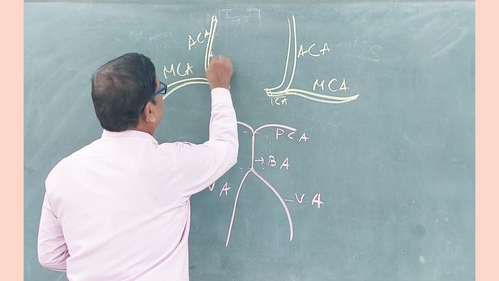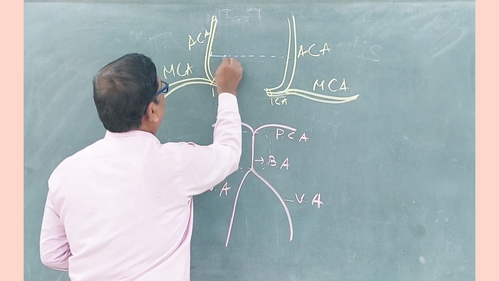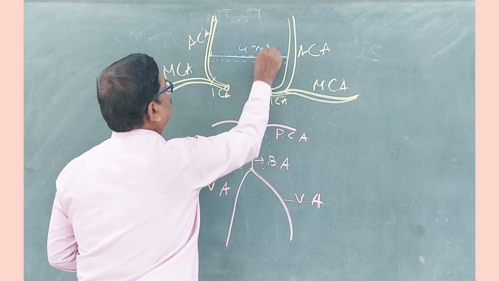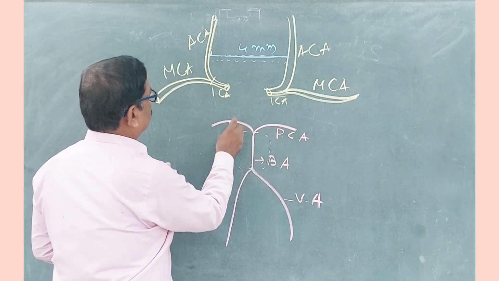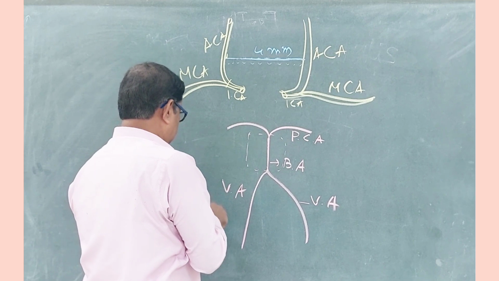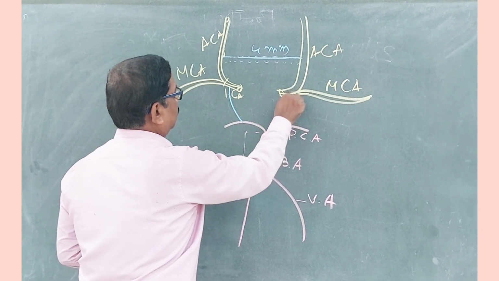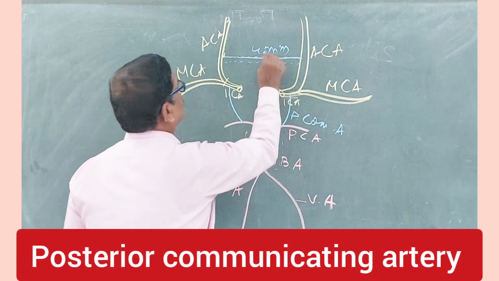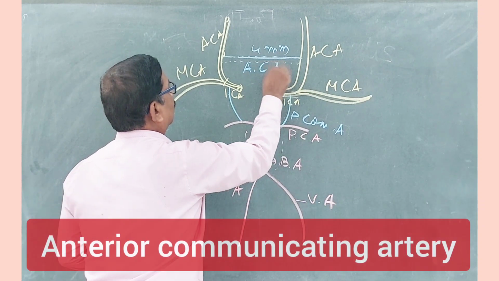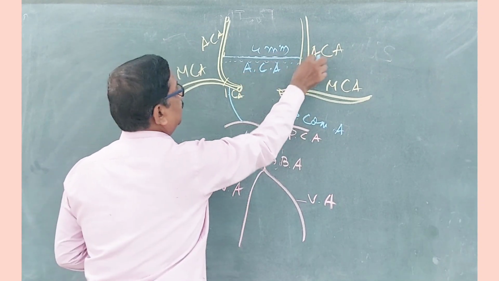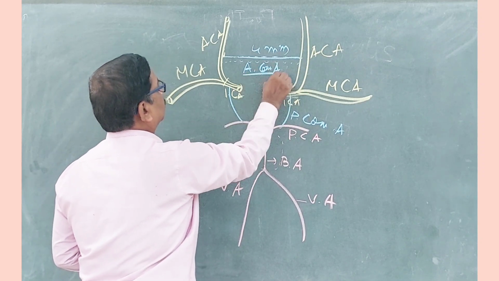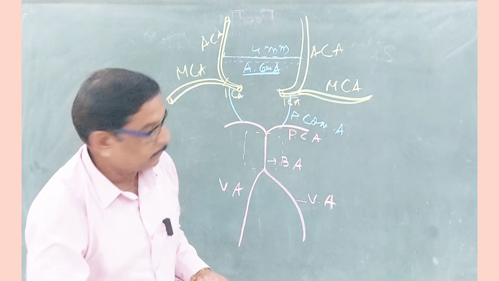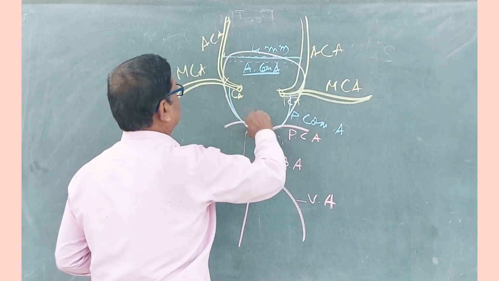Then these two anterior cerebral arteries are joined together here, by one branch or maybe two branches, about 4 millimeters in length. And here the posterior cerebral artery connects with the internal carotid artery. This is called the posterior communicating artery. This one is the anterior communicating artery. It is not the anterior cerebral, this is anterior cerebral, and this is the anterior communicating artery. So this is the circle of Willis.